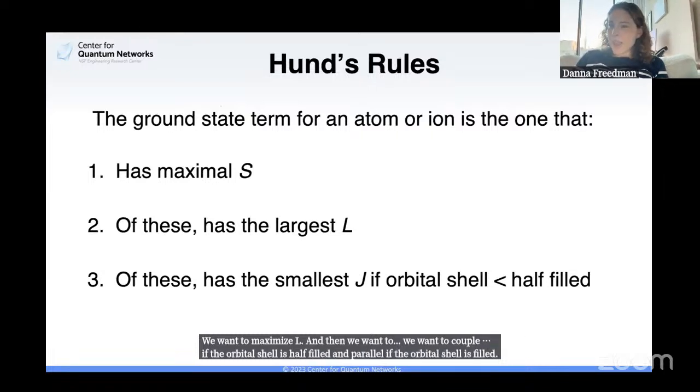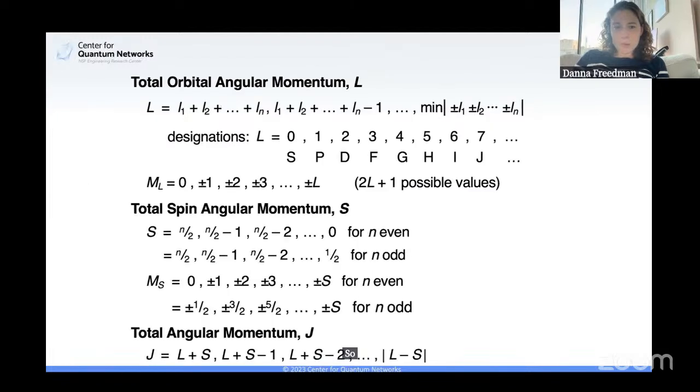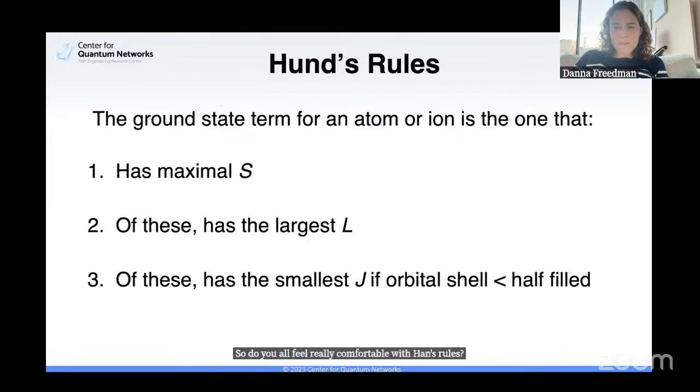So, do you all feel really comfortable with Hund's rules? Okay, thanks. Okay.